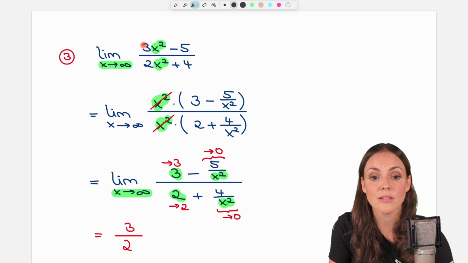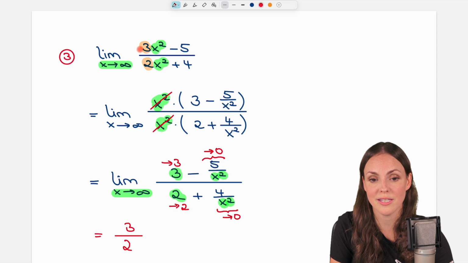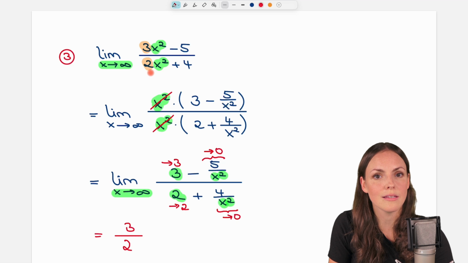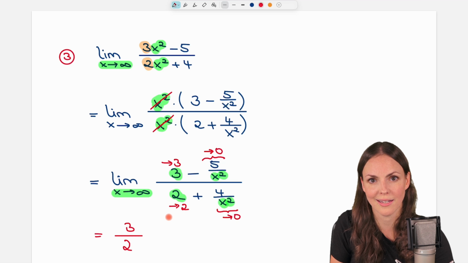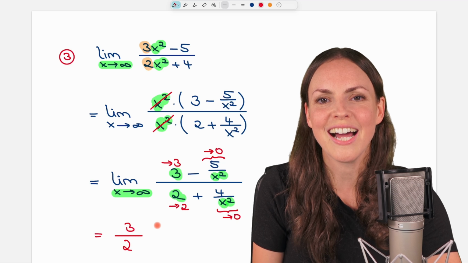By the way, the 3 over 2 are actually these numbers here. So we could have seen the limit from the beginning without doing all these things. That is always the case if you have the same power here and here, then you can just take a look at these numbers here in front. They create your limits. I hope it helped you.